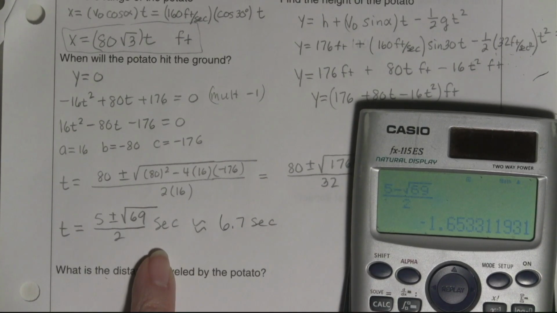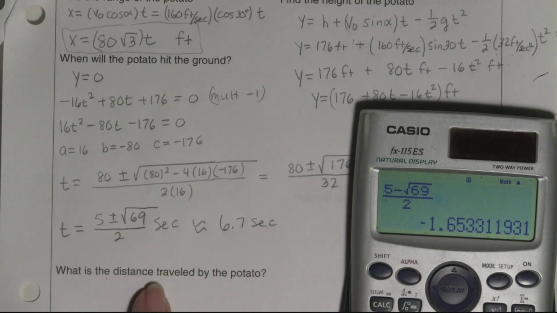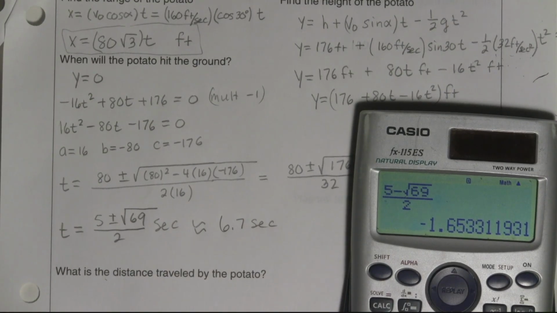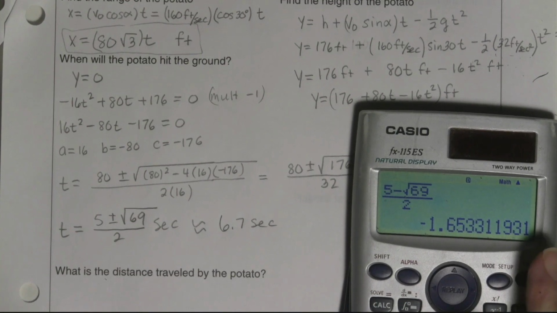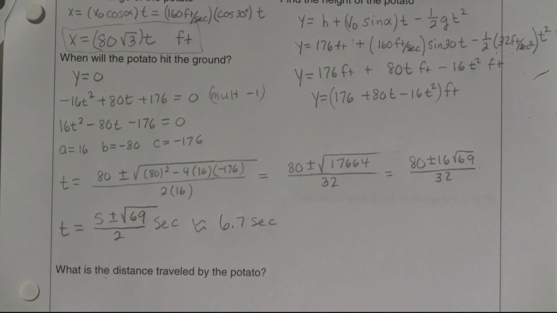And S to D, and I get negative time. It's because the potato started on the top of the building that that's happening. If the potato had started on the ground, one of our answers would have been 0, and the other answer would have been when it landed on the ground. What is the distance traveled by the potato?